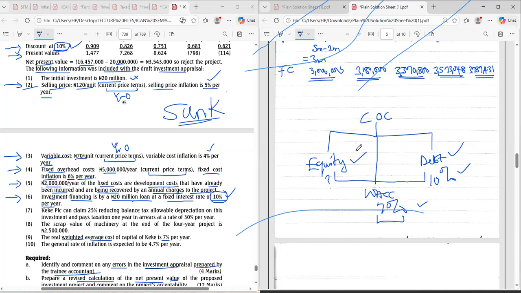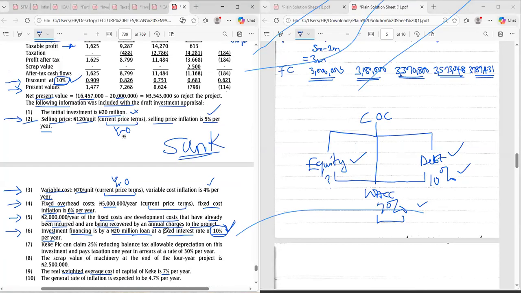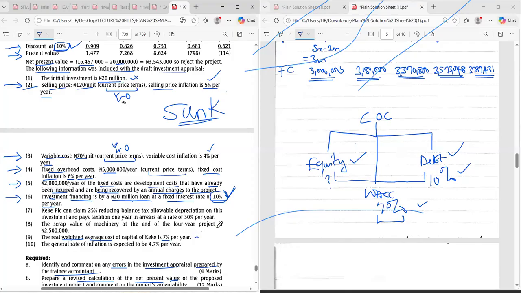It therefore means that this guy has messed up. He has messed up to use our cost of debt as our discount factor. He should have used our WACC as our discount factor. So step number 3, let's write.